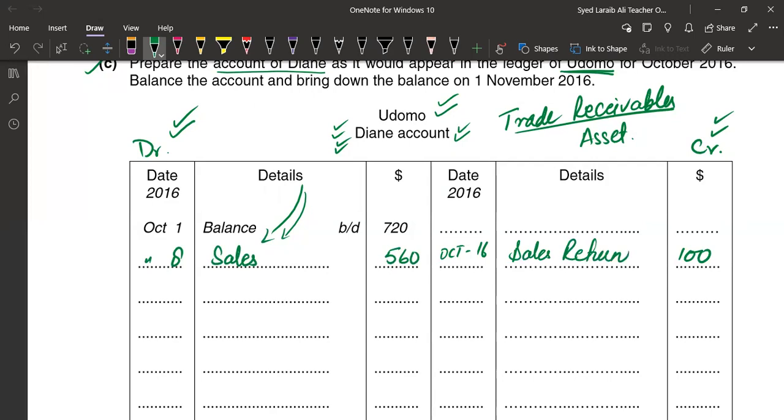Next one is the payment. The customer has paid to us. We have received the amount. Guys, when we receive the amount, the bank is debited and the trade receivable is credited. So I'm going to write on the credit side of trade receivable, October 24. Trade receivable has been credited by $720 against that. The last transaction was the statement of account, which does not have any entry.